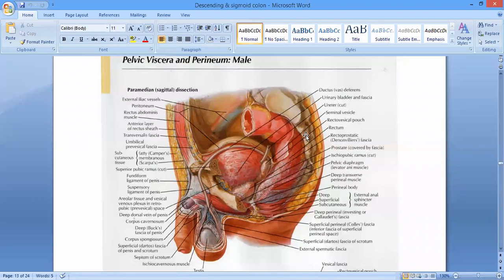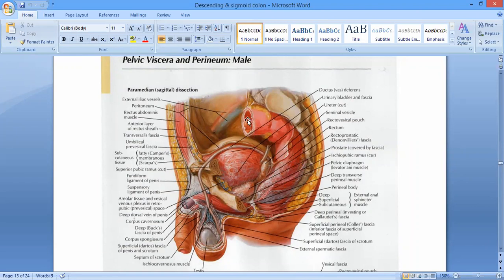ठीक है, so sigmoid colon, it is also called the reservoir of the feces. Basically, it begins as a continuation of the descending colon in front of the pelvic brim, and then it is going to end in front of the third sacral vertebra, and it is going to become continuous with the rectum. ठीक है जी, ये प्रॉब्लम तो नहीं है बच्चे? शेप मैंने आपको बता दी है.